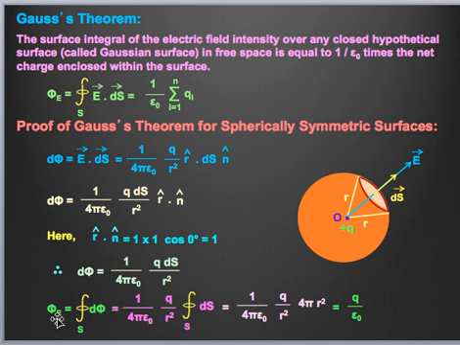After integrating this, we take the constant term outside and we are left with the integral of ds, which after integrating gives s, and we know that the surface area of a sphere is 4 pi r square. After cancelling out the terms we get q upon epsilon. This is Gauss's theorem.